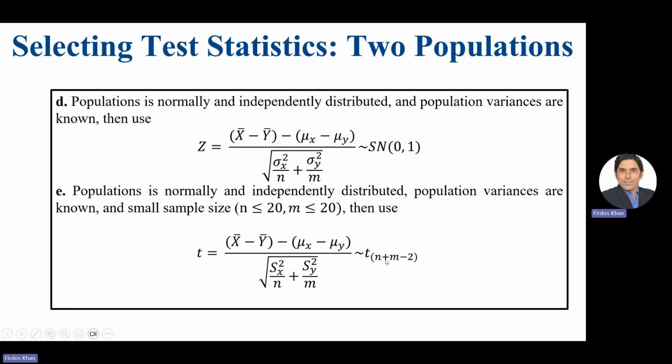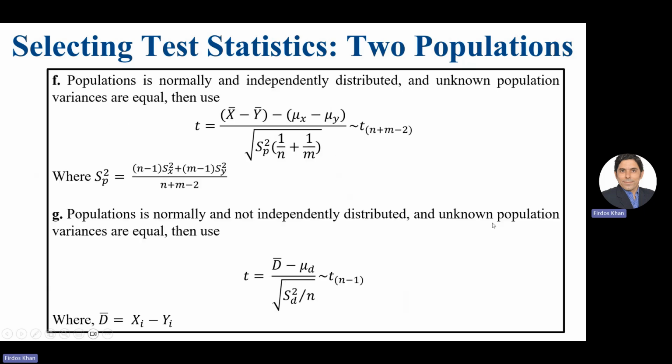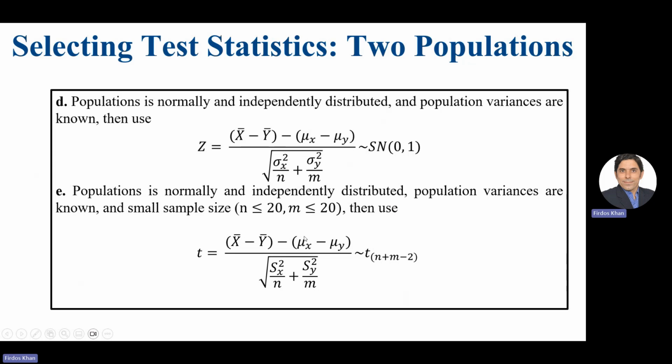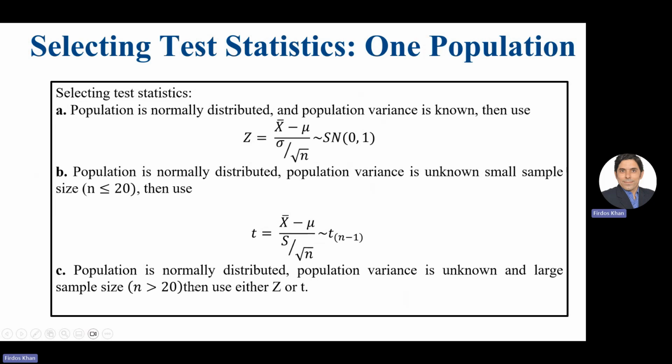Suppose n is equal to 10 and m is equal to 12. That means 22 minus 2, so you have a t distribution with 20 degrees of freedom. You can use this to construct the critical region. So this is for sample size less than 30. You can use the t distribution when the population variances are unknown. But when the sample size is greater than what? I have not mentioned it here, but this is just like the single population mean, like n is greater than 30.